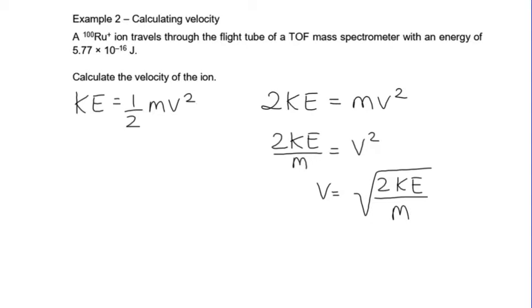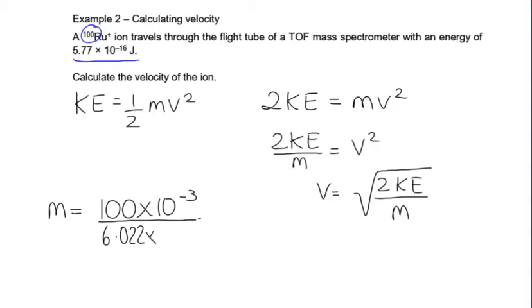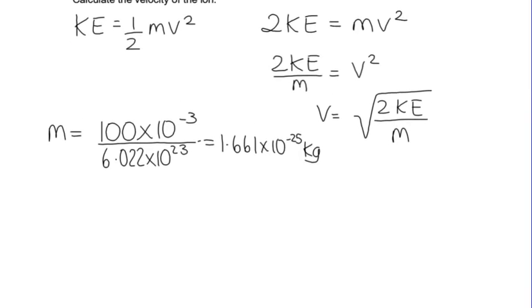One of the things we need to look at is what we've got in the question. We have the kinetic energy and we have the isotopic mass. So our first job is to find that mass in kilograms, because remember we can't put the isotopic mass in. So we're going to do 100 times 10 to the minus 3, and do you remember what we divide by? Divide by Avogadro's constant. Can you calculate the mass in kilograms? I'm getting 1.661 times 10 to the minus 25.